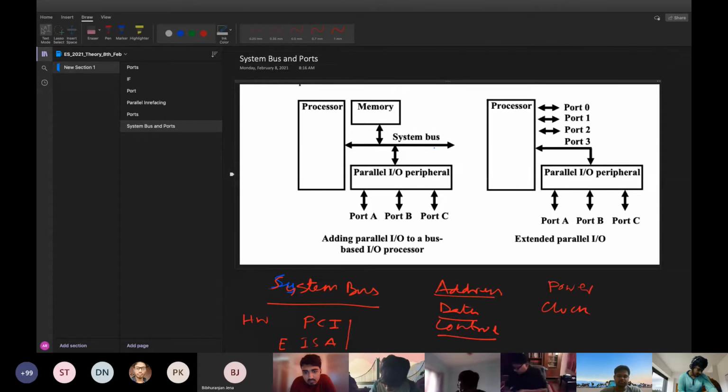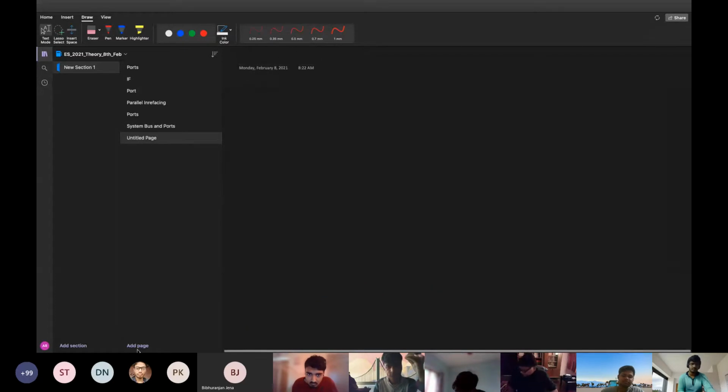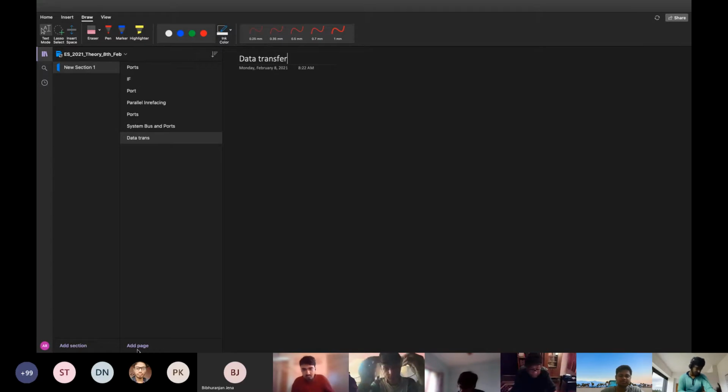So you can see this system bus will be faster. So the system bus is connected to the parallel I/O peripheral, which is port A, port B, port C. Any port. So this is called port-based I/O, which is derived from the system bus, so that you can have slower devices connected here. So to communicate with the slower devices, there are different data transfer modes. So I'm talking about parallel interfacing. Okay, remember you can write data transfer in parallel communication.